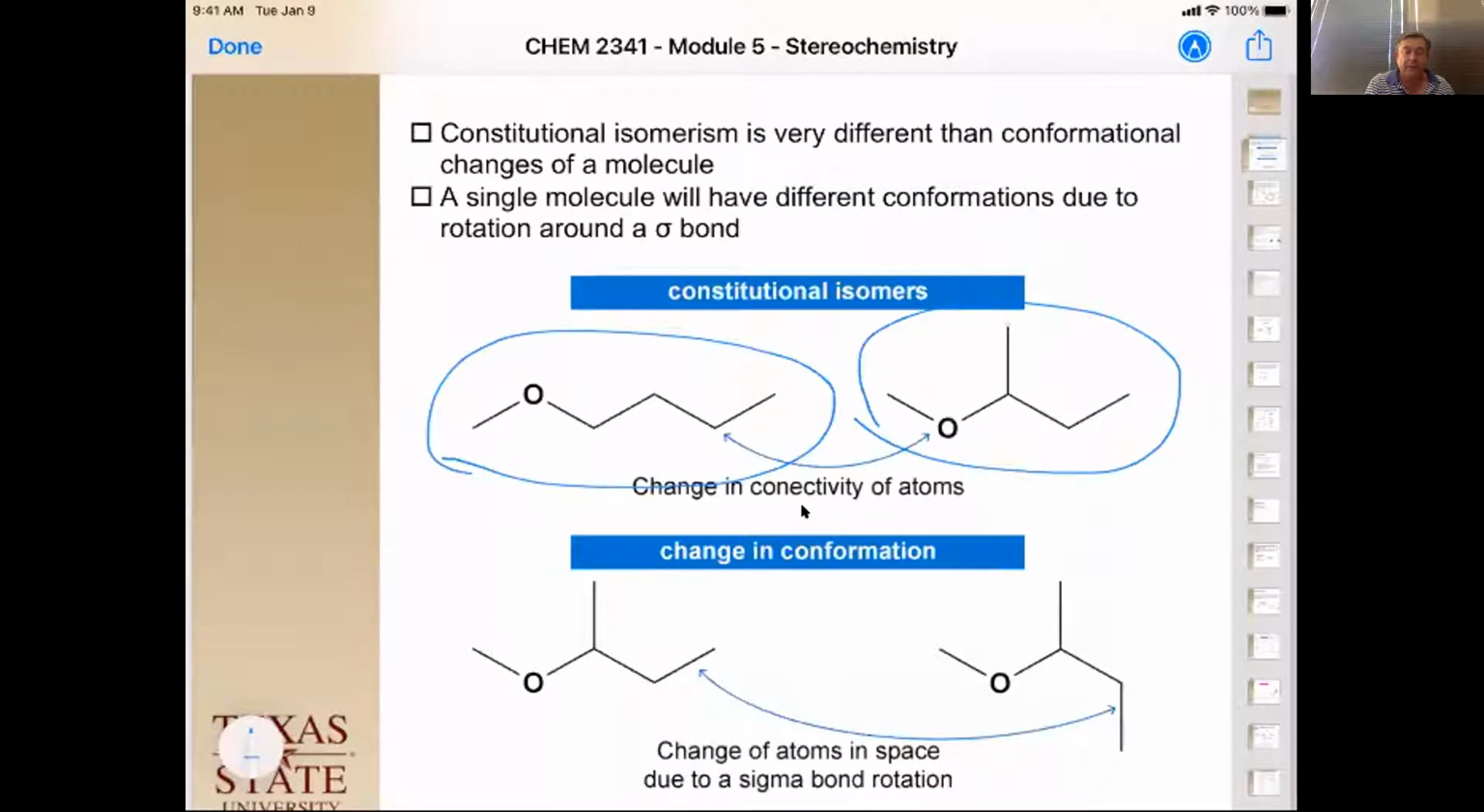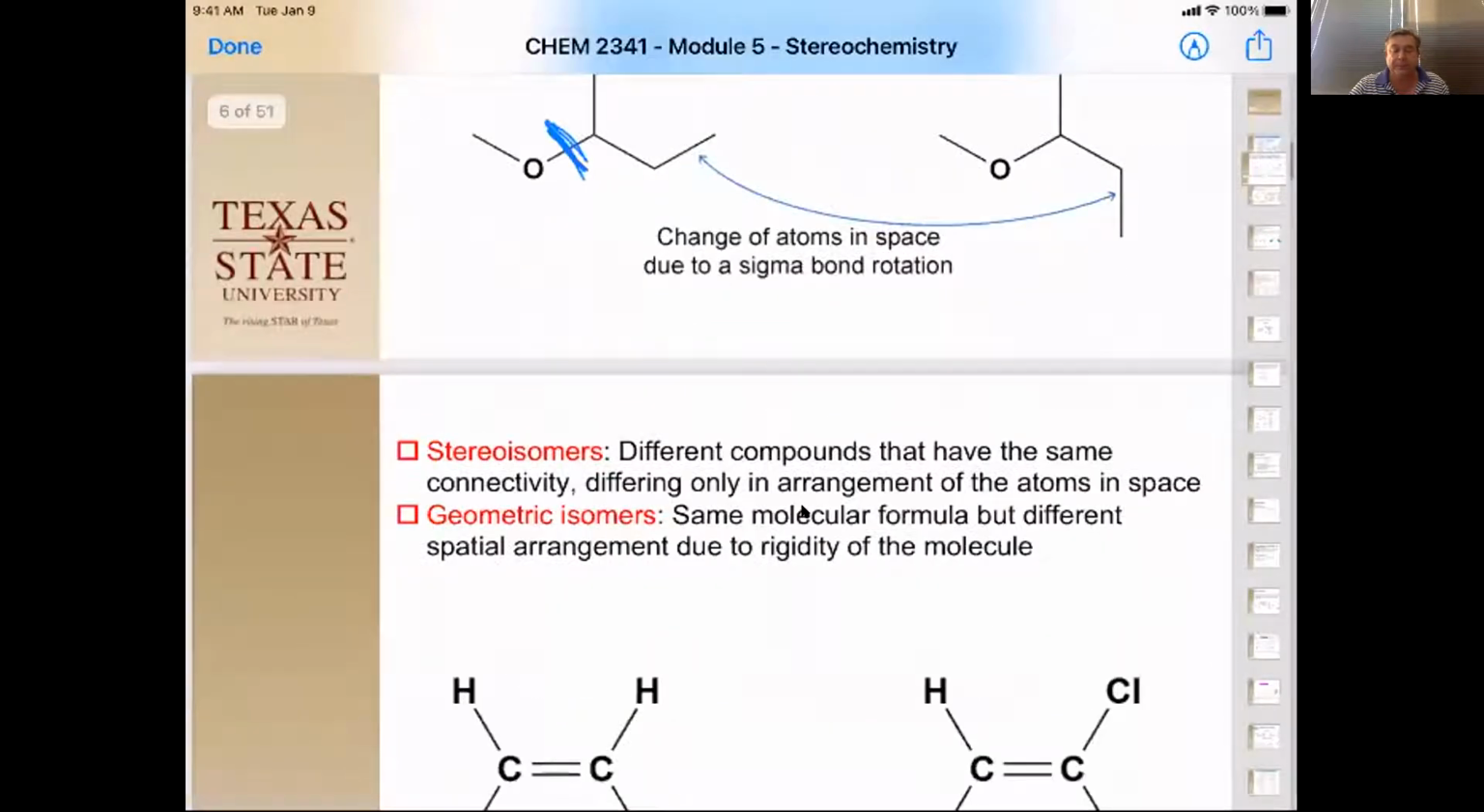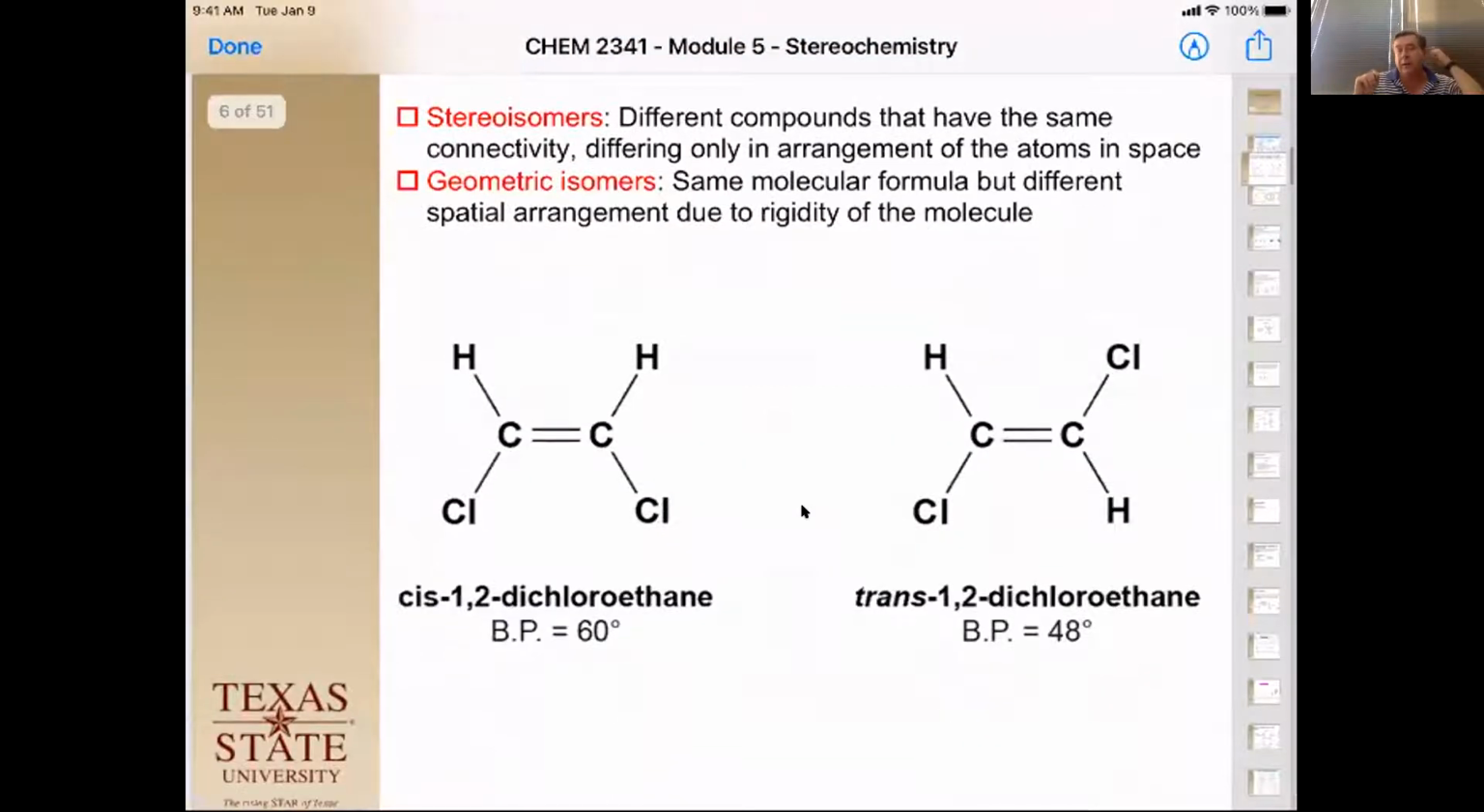Likewise, if we took this right here and just rotated around this axis, notice all the bonds are exactly the same. It's just a different drawing of that same atom. We call those conformational isomers. So that's just how we drew it. It's exactly the same molecule, but it is just how we drew it, that rotation around that sigma bond in space. Okay. So now let's move to stereoisomers.